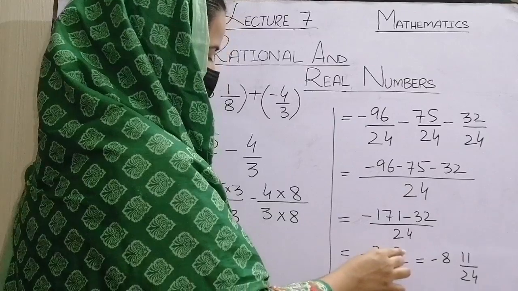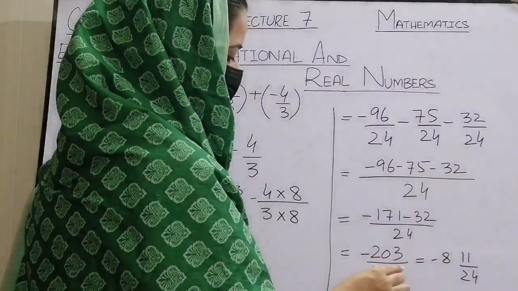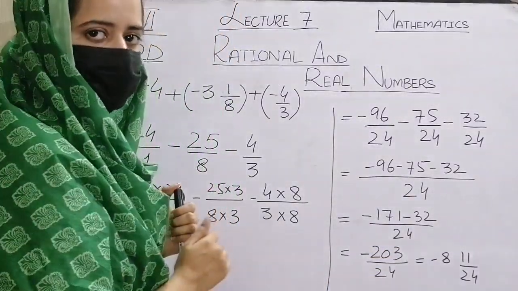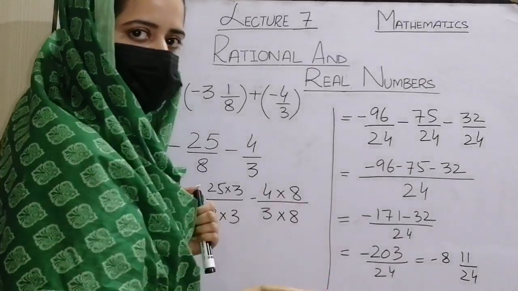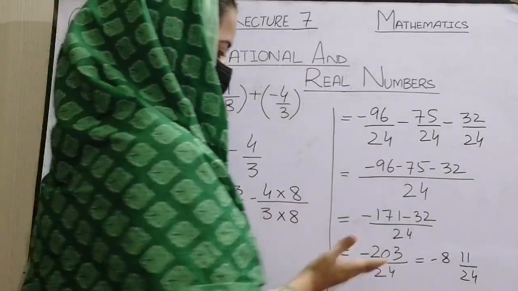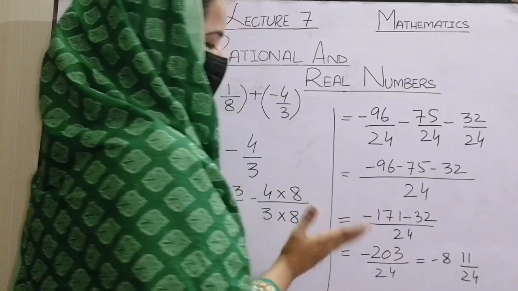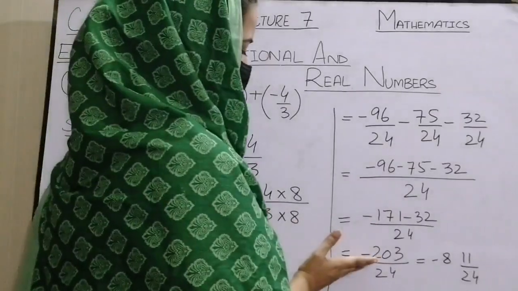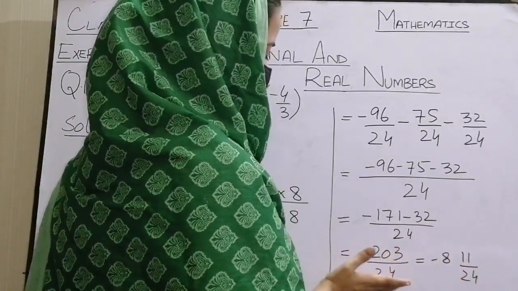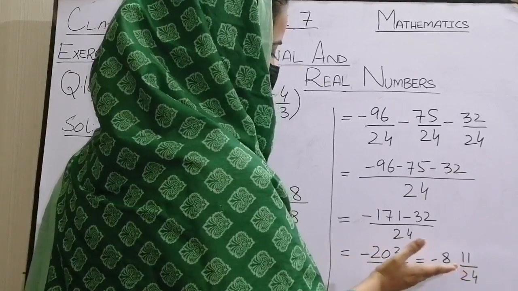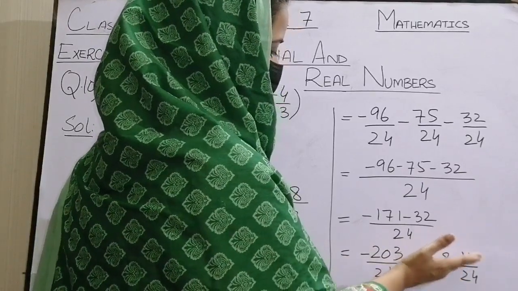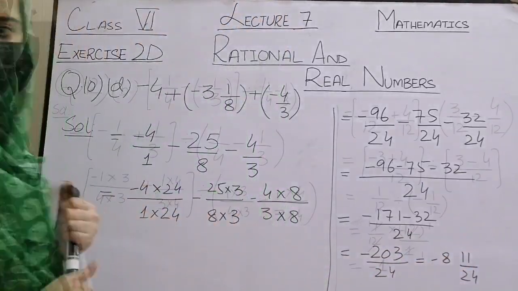Bigger numerator and smaller denominator means it's an improper fraction. We have to convert this fraction into a mixed one. You already know how to convert improper fractions into mixed fractions. You can do it easily in rough work. So the answer is minus 8 whole 11 over 24.